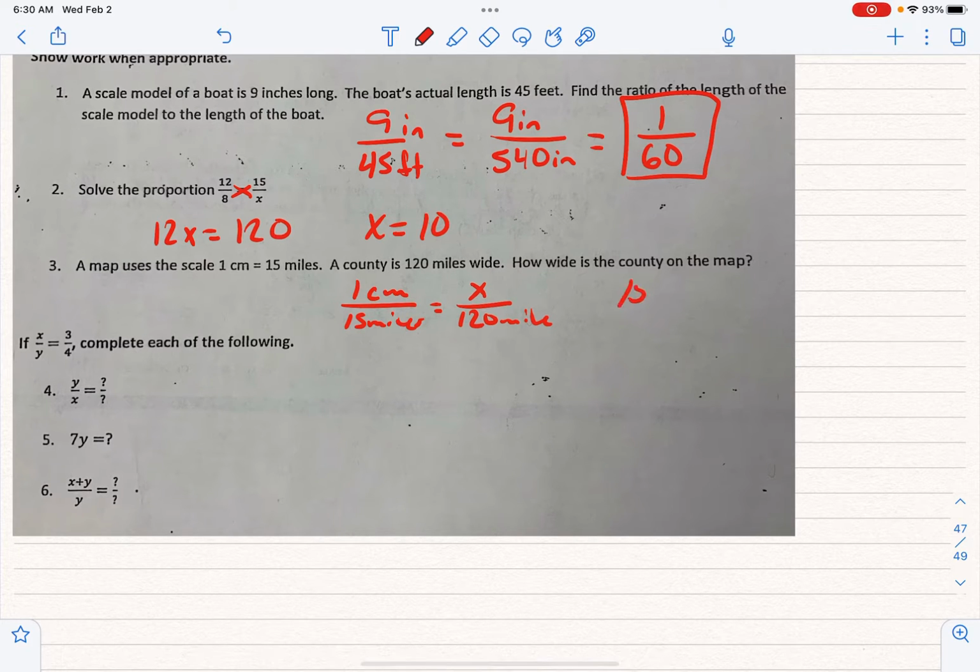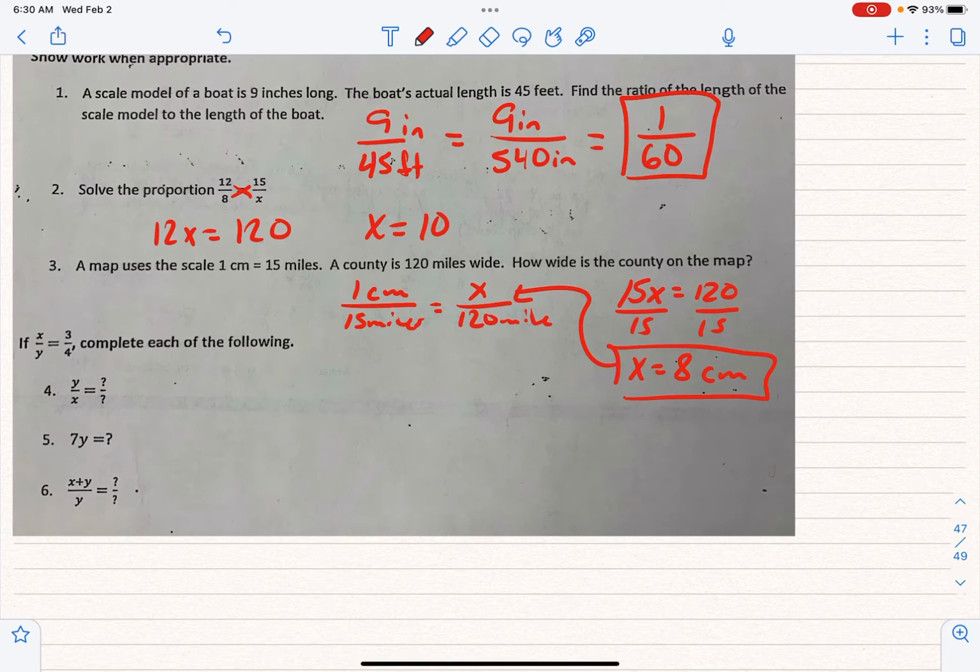Cross multiply, and you get that 15x is equal to 120. Divide both sides by 15, and we get that x is equal to 8. So x is equal to 8 centimeters. All right. 4, 5, and 6 are just like the problems we've already done, so they should be really simple.